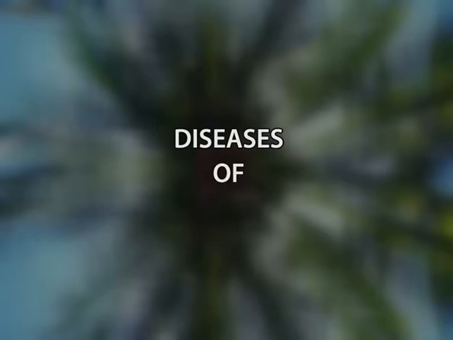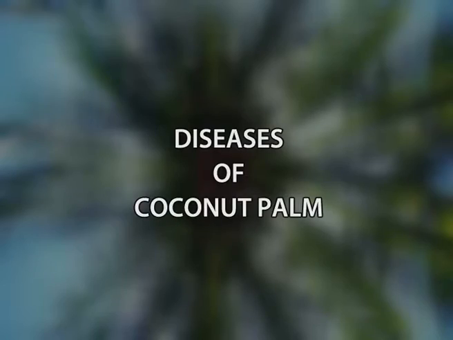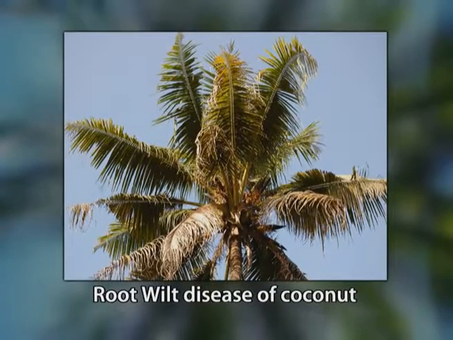Now I will discuss the diseases of the coconut palm. Coconut production in coconut growing areas is affected by a number of diseases, of which the coconut root wilt disease is of utmost concern. The major diseases along with their causative agents are root wilt disease caused by Phytoplasma species.